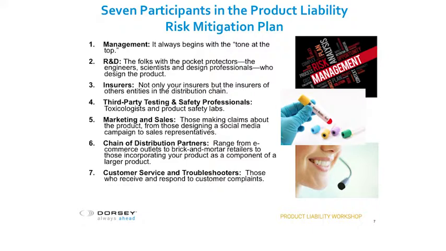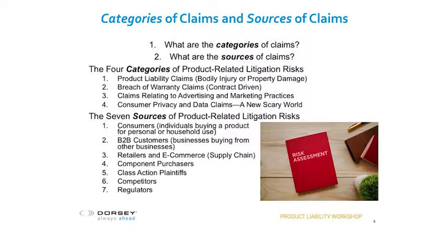aware that this could be the first warning light as to an issue that could develop into a larger, very significant liability. So to try to create a framework so we can understand these risks a bit more, I've divided these into categories of claims and sources of claims. And the presentation here is really going to focus on these 4 categories of claims that are listed. They all relate to potential litigation arising from a product.